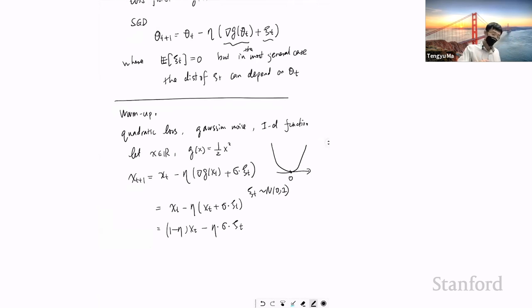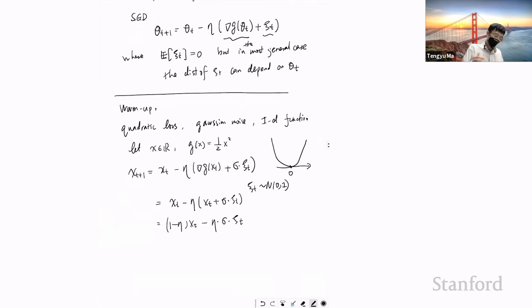So what's happening here is really that this is a contraction, meaning that if you have xt, then it contracts, or makes the xt smaller, by a factor of 1 minus eta. And this is a stochastic term that may make xt bigger or smaller, depending on whether you are lucky or not, right?